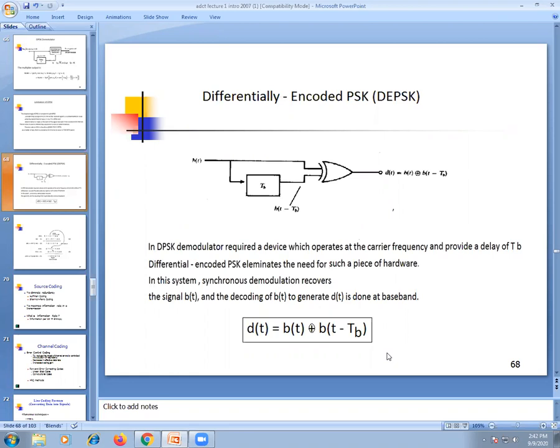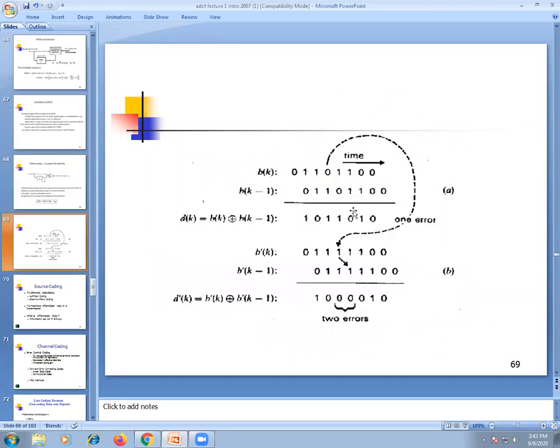That is differential encoding PSK. That encoding part plays an important role at the decoding side of the signal: D of t is equal to B of t XOR B of t minus TRB. Okay. Now you observe that one limitation of DPSK or DEPSK, both, is that if one bit is affected by an error, the two subsequent bits are affected.